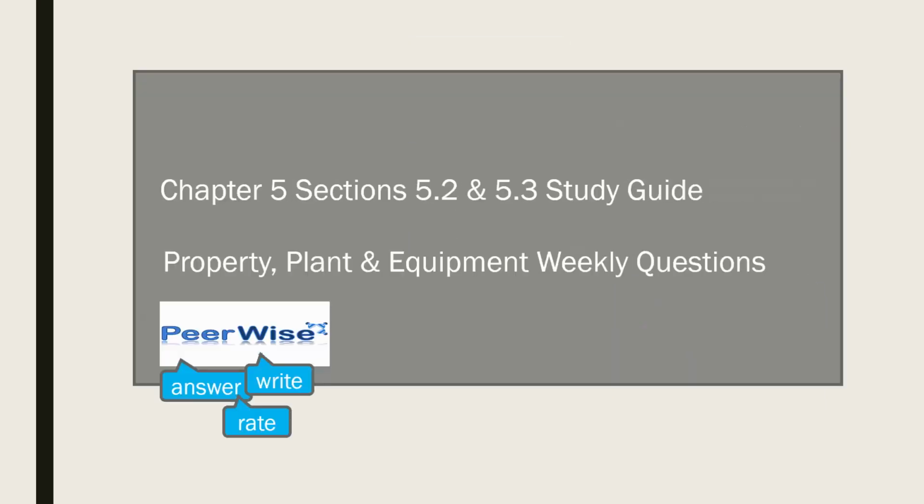For further information on how we account for property, plant and equipment, go back to Chapter 5, Sections 5.2 and 5.3 in the study guide, and also review the Property, Plant and Equipment weekly questions. Also answer, write and rate questions on property, plant and equipment in Peerwise.